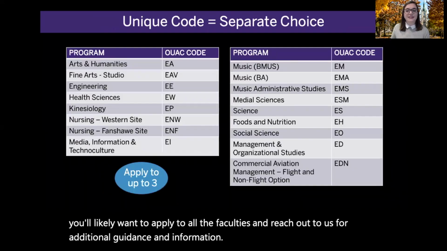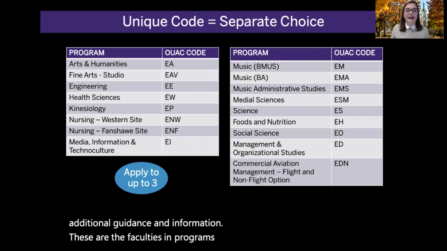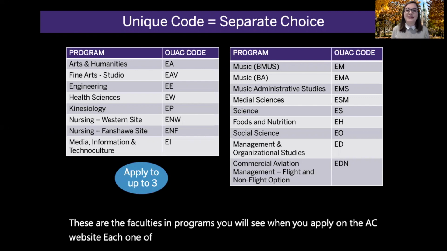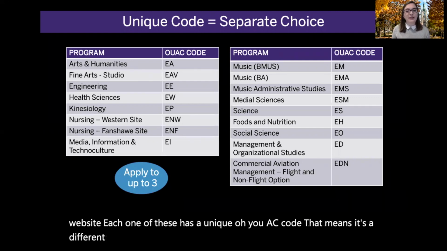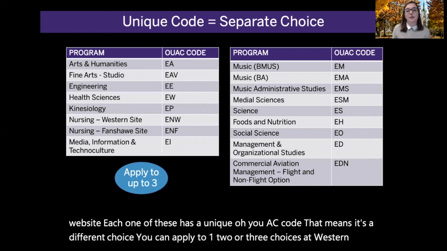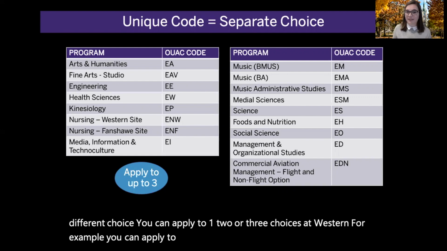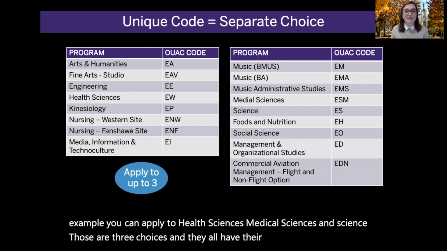These are the faculties and programs you will see when you apply on the OUAC website. Each one of these has a unique OUAC code. That means it's a different choice. You can apply to 1, 2, or 3 choices at Western. For example, you can apply to health sciences, medical sciences, and science. Those are 3 choices and they all have their own unique codes.